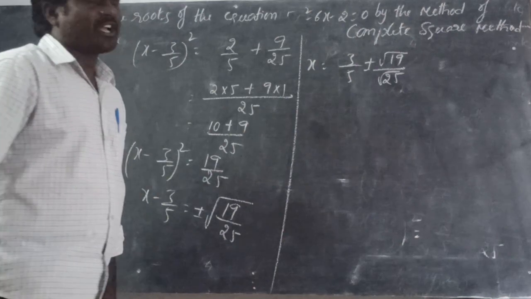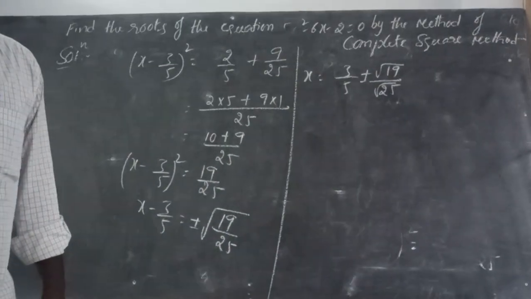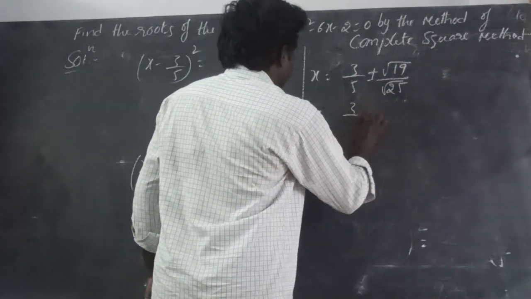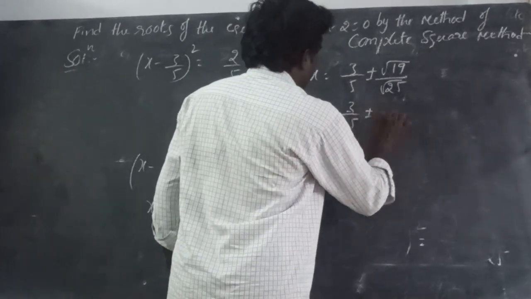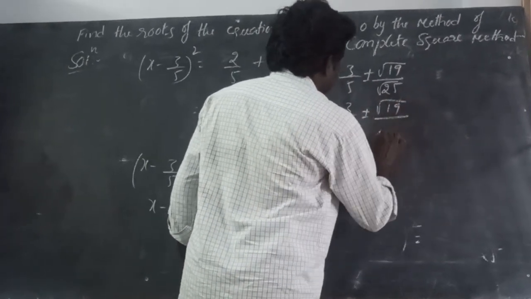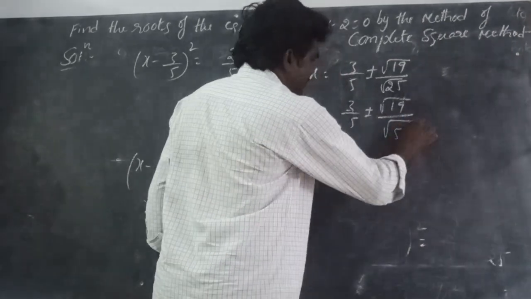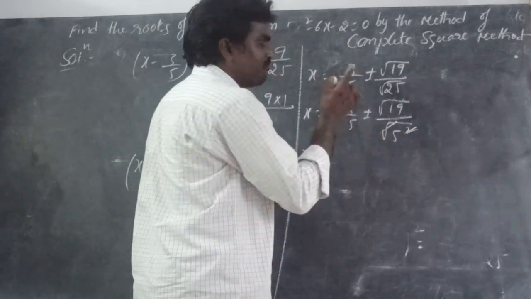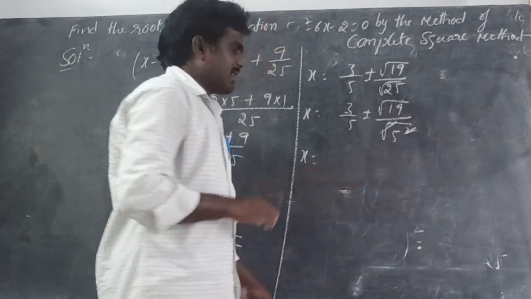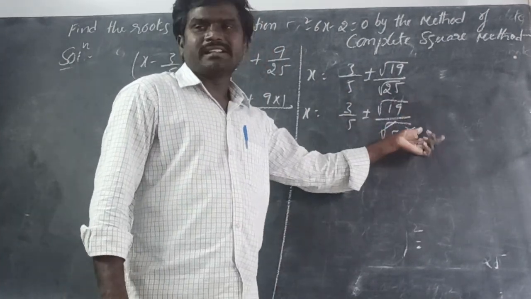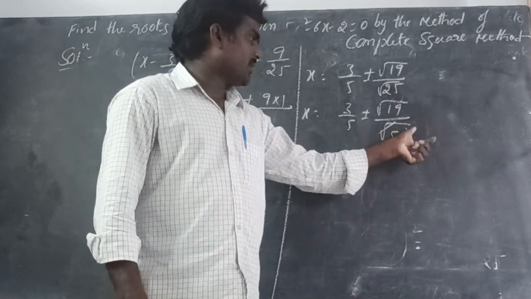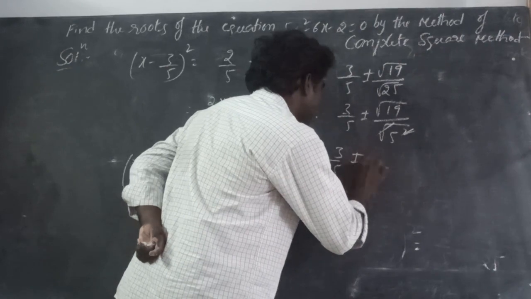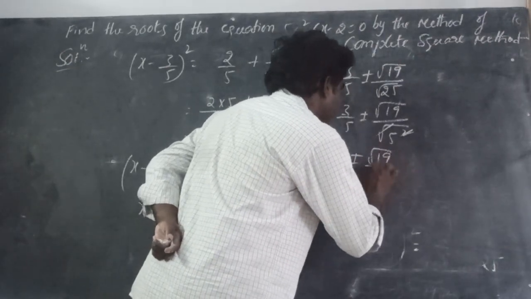So root 25 we can write as the square root of 5 square. Square cancels, so how much? 5. So x is equal to 3 by 5 plus or minus square root 19 by square root of 5 square. Square root cancels. Square root means what? Exponent form 1 by 2. Here a power m whole power n is a power m into n. So therefore the square root cancels. That is 3 by 5 plus or minus square root 19 by 5.